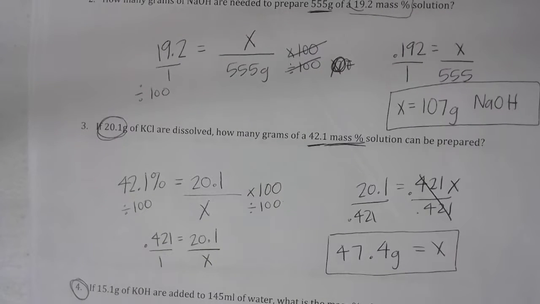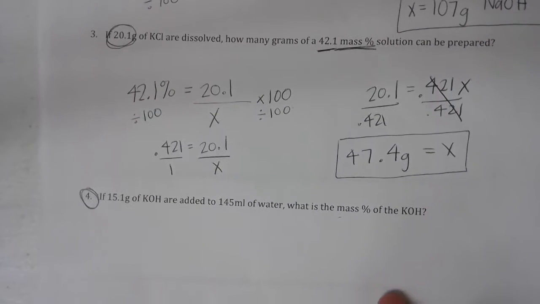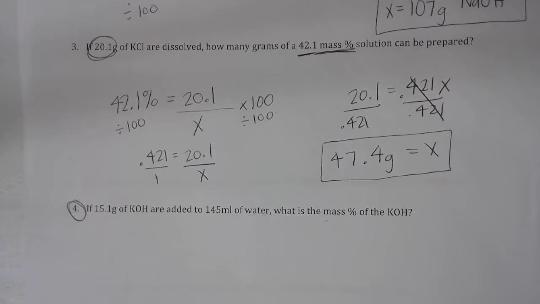Alright. For number 4, if it's circled in the video, that means that that's the similar problems that he did today in class with you. It says 15.1 grams of KOH are added to 145 milliliters of water. What is the mass percent of the KOH?